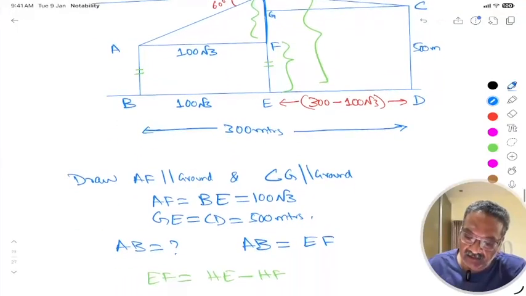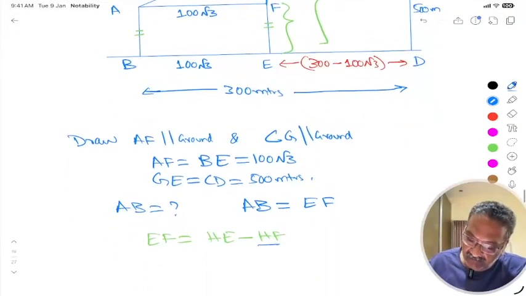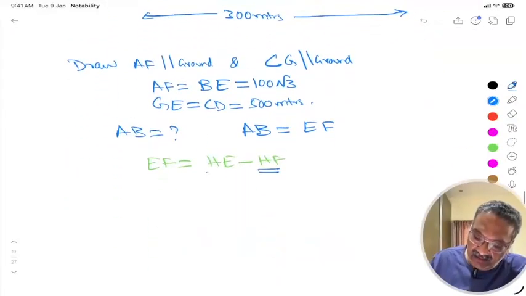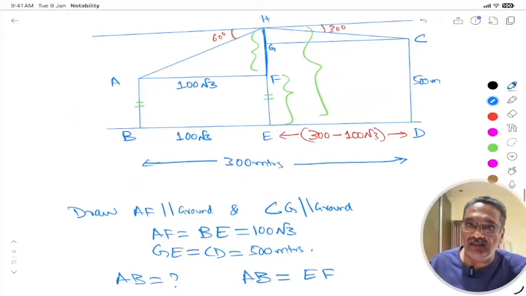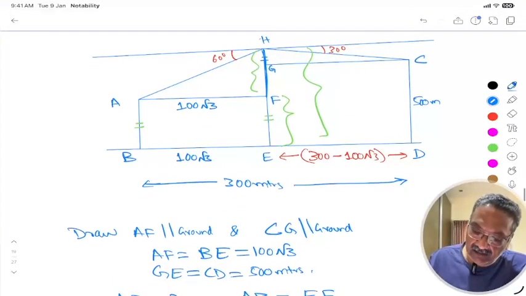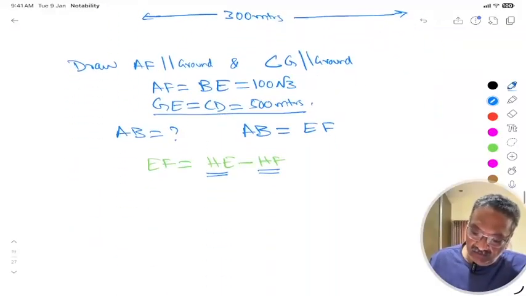Okay, before we find HF, we also need to find the total distance HE. HE we don't know, HF we don't know. Now how do we find HG? HG is needed, correct? See, GE is equal to CD.